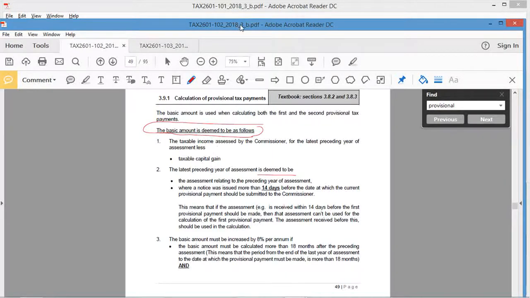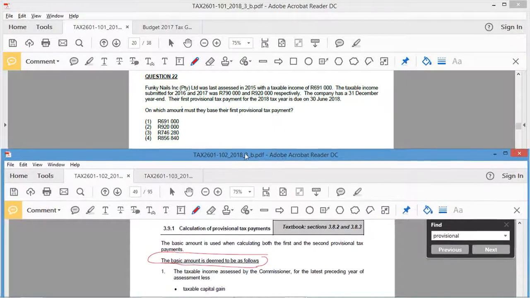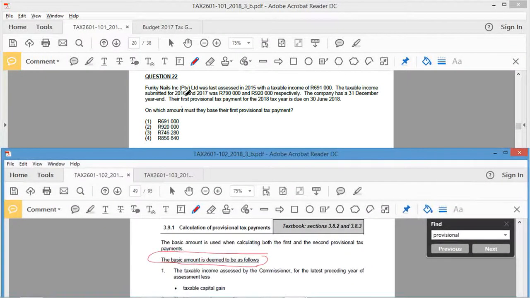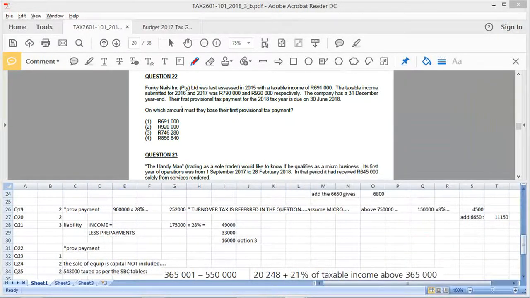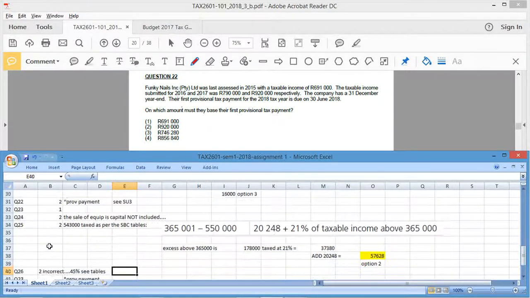So looking at that, the basic amount here would be the taxable income in the preceding tax year. So that would be the taxable income submitted for 2016 and 17. The company has a 31st December tax year. The first provisional tax payment of 2018 is due on the 30th of June 2018. On which amount must they base their first provisional payment? I would use the 920,000. Option 2. Okay, see chapter or see study unit 3.